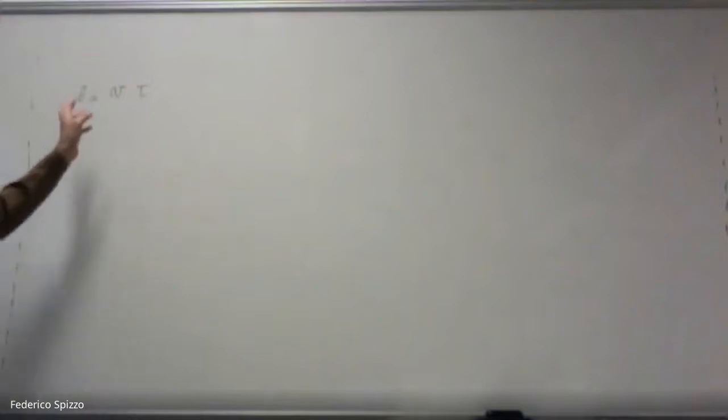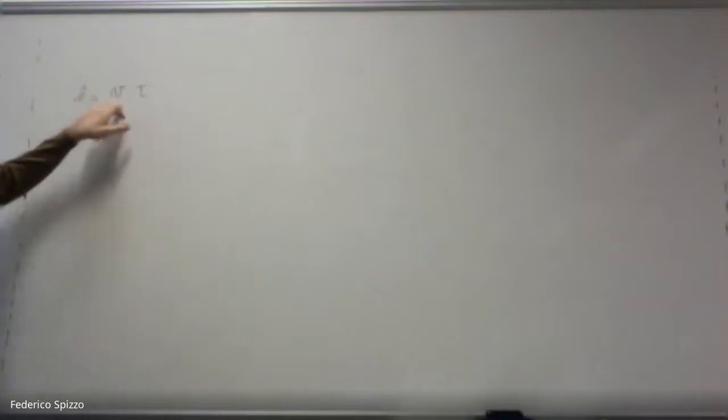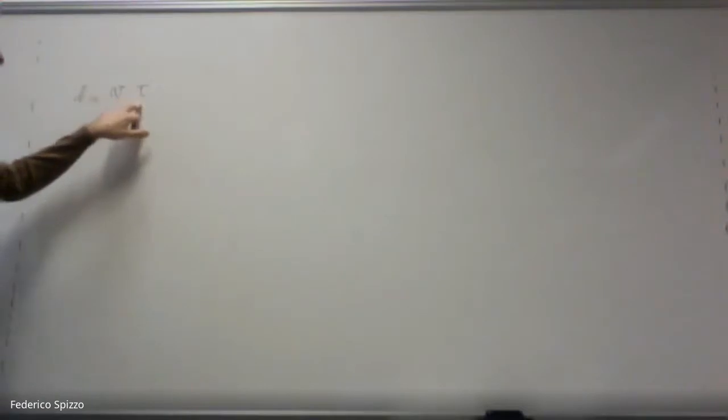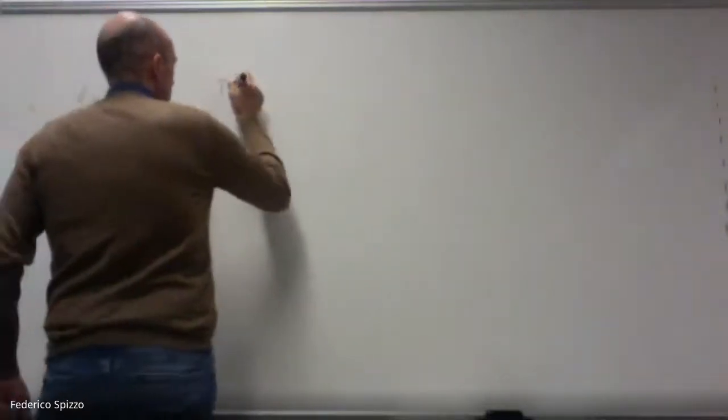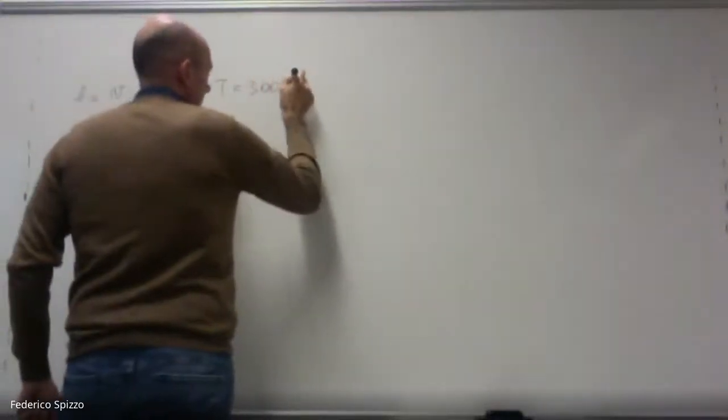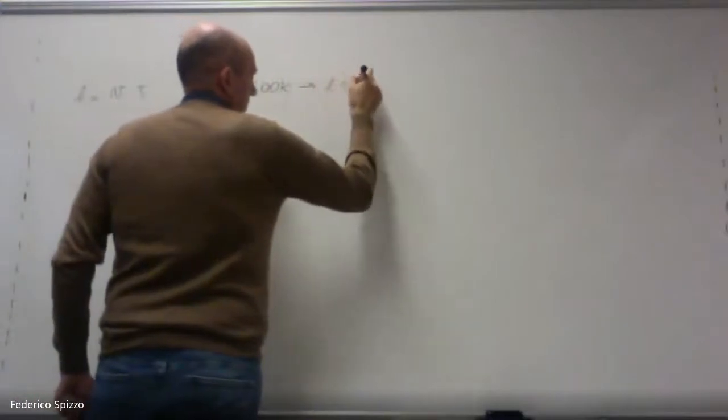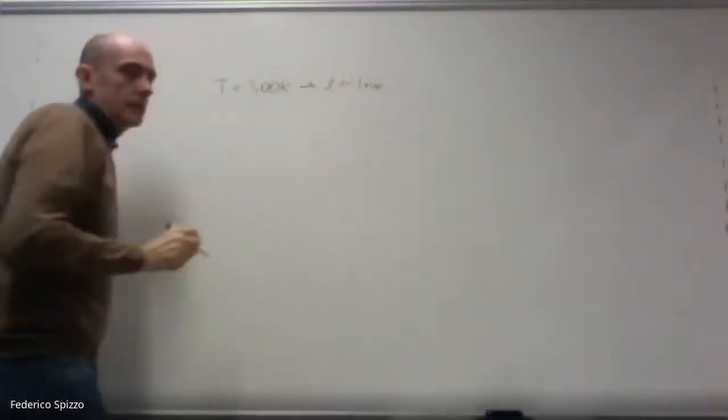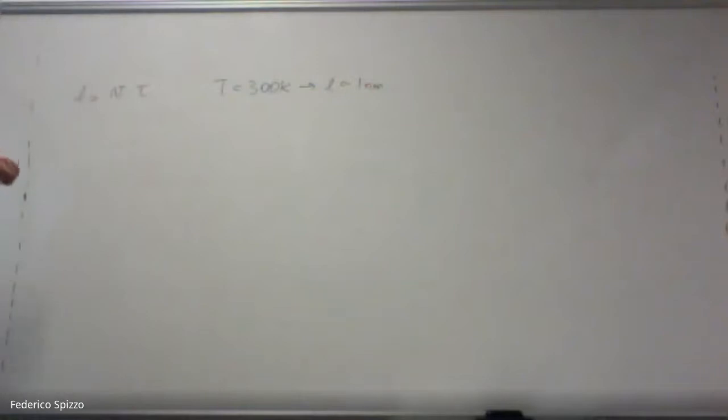I wanted just to add a comment concerning the result of this equation. We saw that V is of the order of 10 to the 5 meters per second, tau is of the order of 10 to the minus 14. So at room temperature, when T is equal to 300 K, L is 1 nanometer, so the result is fine, let's say.